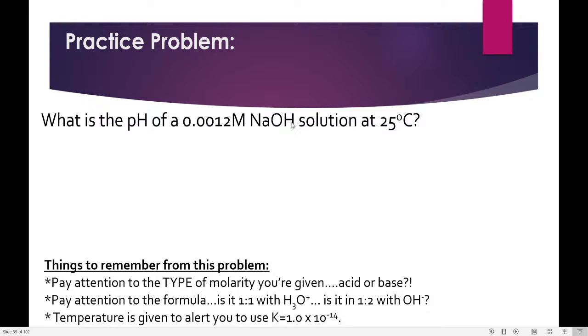That's a base. So what do you know about its pH automatically? Should be greater than 7. Okay, so when we do our math, we're going to remember that, and we're going to check to make sure that it makes sense. They've given you a number here to use. That's the concentration of the base.